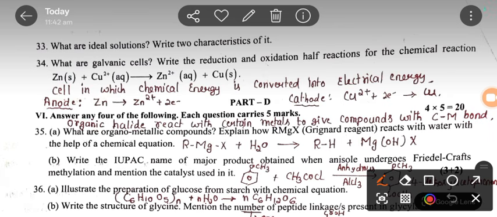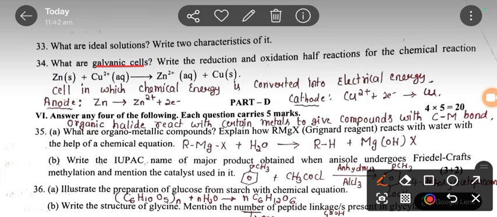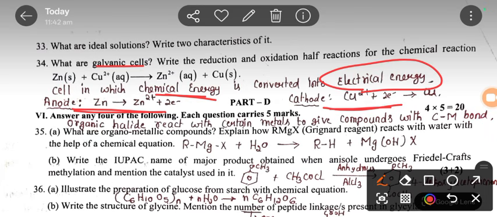Next we have ideal solution, very easy question. Solutions which obey Raoult's law, and two characteristics: delta H mix is equal to 0, delta V mix is equal to 0, easily you can write. Then galvanic cells are the cells which convert chemical energy by redox reaction into electrical energy. The two half reactions at anode and cathode I have mentioned, you can refer.